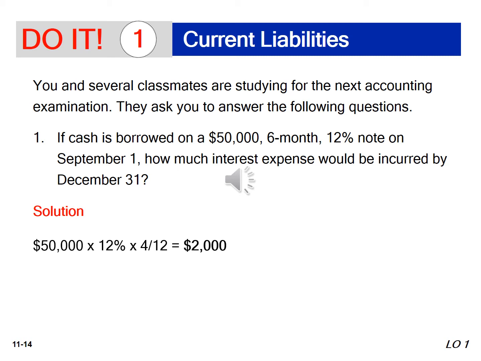you multiply it by the interest on that note, which is 12%, and then you multiply it by the number of months that expense is going to be incurred on. In this case, it's 4 months because it's starting September, month number 9, September, October, November, and all the way to the end of December. So that is 4 months. So that is why we multiply by 4 over 12. And in that case, you can see that the interest expense that is going to be incurred is going to be $2,000.